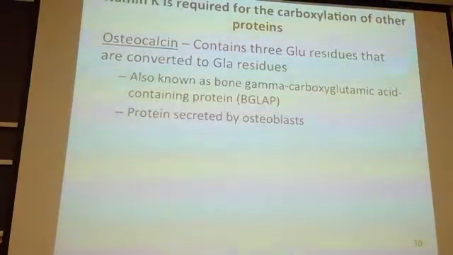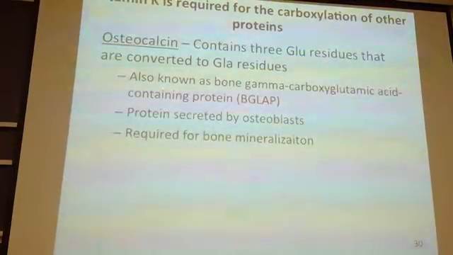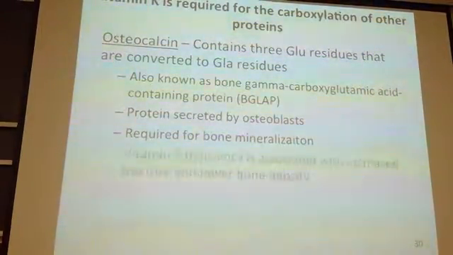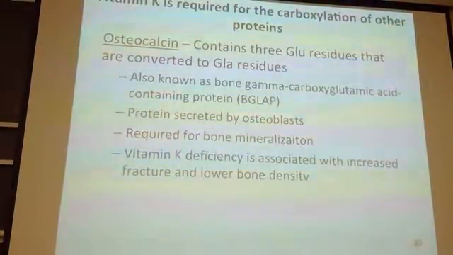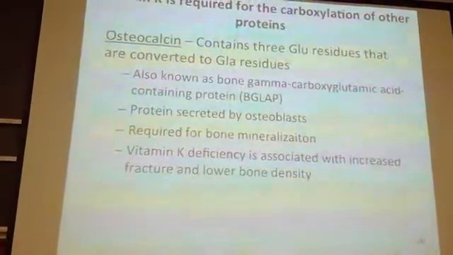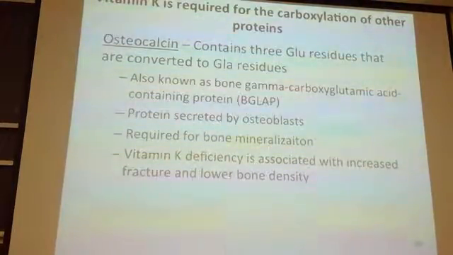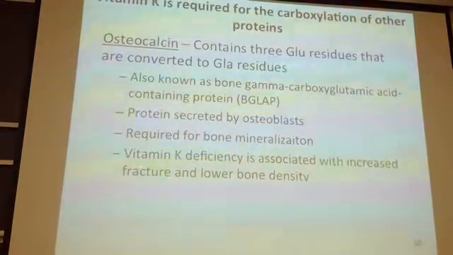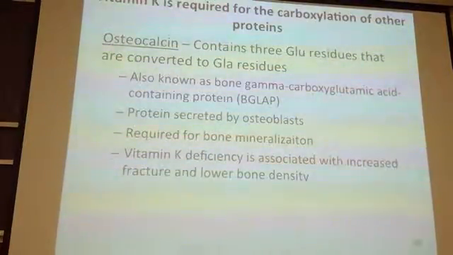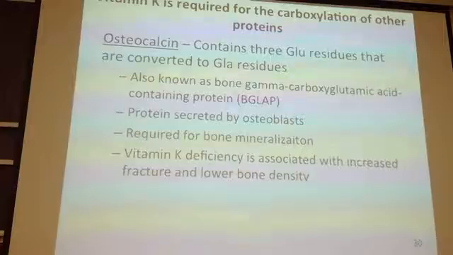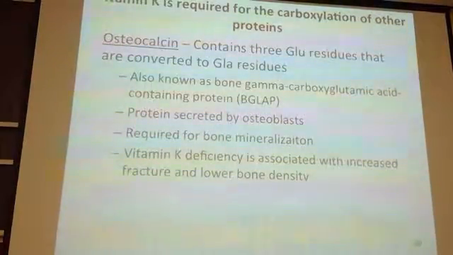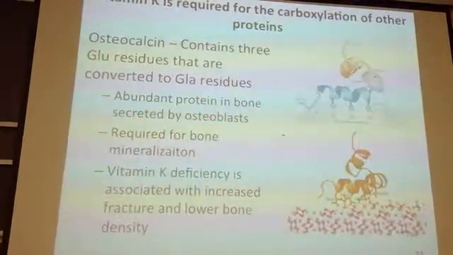And this is a protein that's secreted by osteoblasts, so cells that give rise to bone cells. And they're required for bone mineralization. So vitamin K deficiency in epidemiological studies has been associated with increased fracture and lower bone density. So for a long time, it wasn't really clear what mechanisms would connect vitamin K with bone, but osteocalcin perhaps provides one potential biochemical connection between vitamin K deficiency and bone health.